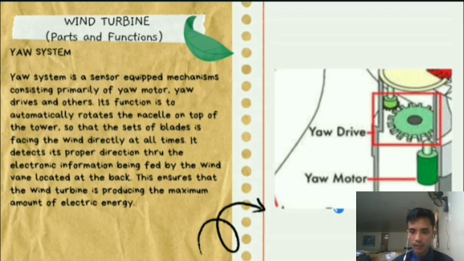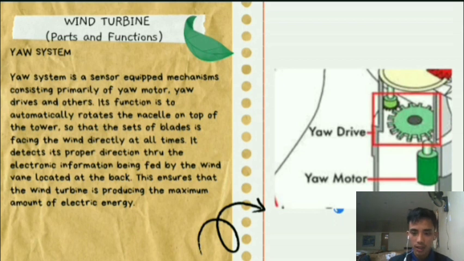At makikita natin sa picture, ang yaw drive is siya yung malaking gear na kung saan siya yung nagpapaikot. At yung yaw motor siya yung nagsisilbing, sabi ko dito, actuator responsible for physically rotating the nacelle. At sabi po dito, yung yaw bearings are large bearings that support the nacelle and allow it to rotate smoothly. So yan po yung process ng yaw system natin.